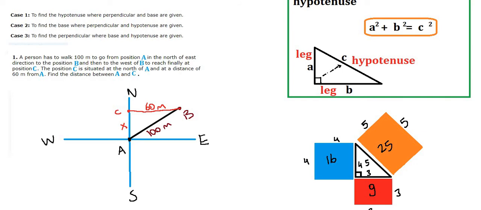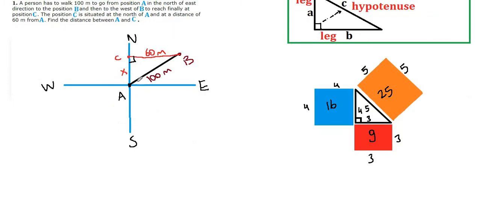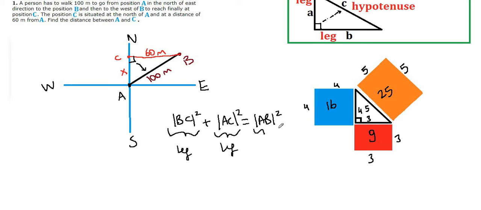Now, as you can see, we constructed a right triangle, and one of the legs is missing. So we're going to set the Pythagorean theorem and find the distance between A and C. So according to the Pythagorean theorem, we're going to have BC squared plus AC squared has to be equal to AB squared, because here AB is the hypotenuse and line segment BC is the leg, line segment AC is the leg, and AB is the hypotenuse.